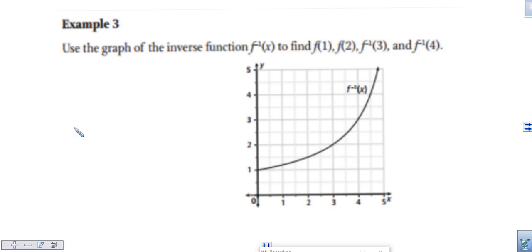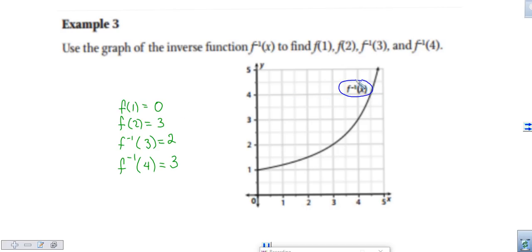Okay. So, notice how this one is the inverse function. Okay? So, f of 1, these are opposites. Okay? So, we start with the y value. And so, when it's at 1, the thing's at 0. Okay? When it's at 2, these are opposites again. You start at 2, and it goes over to 3.